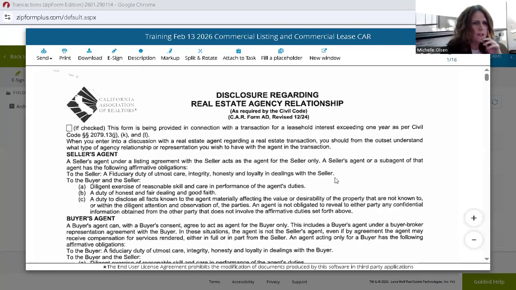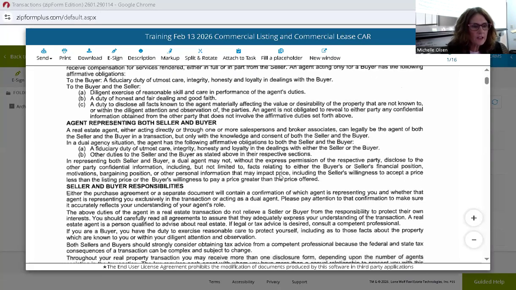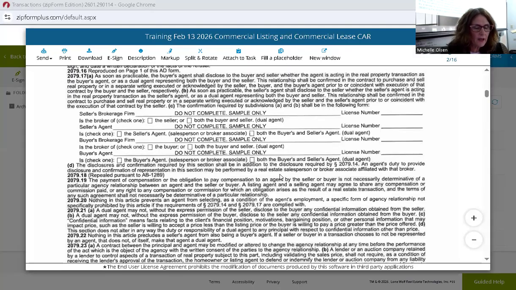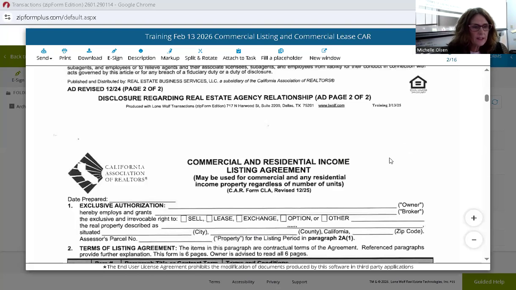Okay, so Catherine Johnson wanted the commercial listing agreement, so I just decided to do a training on it. We're going to go through what you need to fill out. Of course, the agency disclosure is always attached at the front end. You do need to fill that out and have it signed.